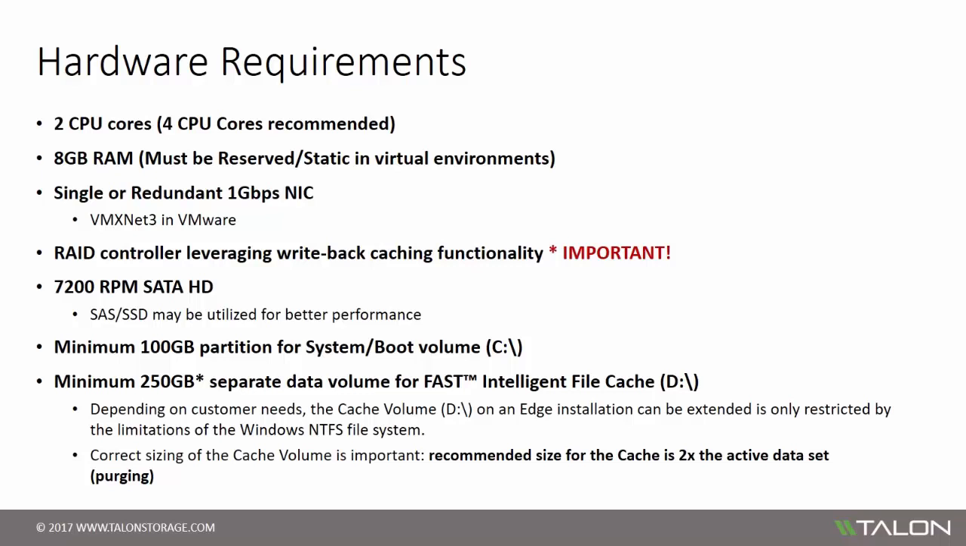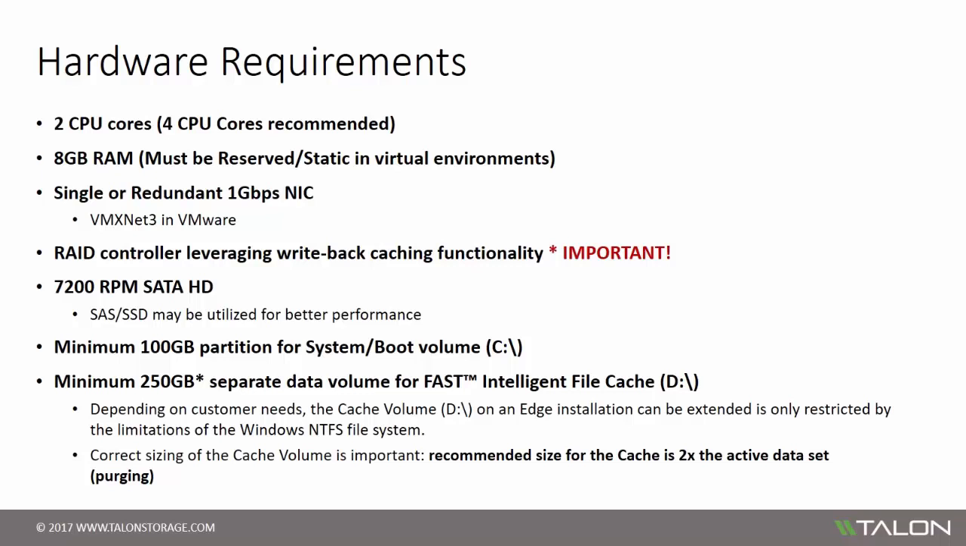The software requires a RAID controller with write-back caching enabled, a 7200 RPM SATA hard drive at minimum, a 100 GB C partition for the system boot volume, and at least a 250 GB separate D volume for the intelligent file cache on each edge instance. Note that the core does not store any data, hence the core instance does not require a D drive for caching.